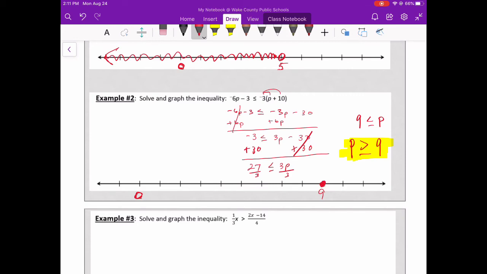And P is greater than or equal to. The alligator mouth bites the bigger number. So greater than is to the right. Put my arrow to show that it keeps going.